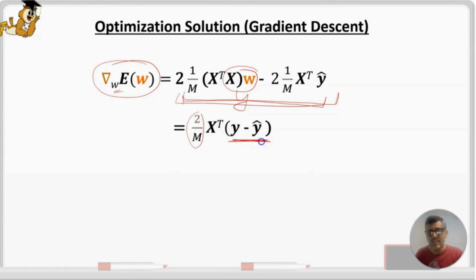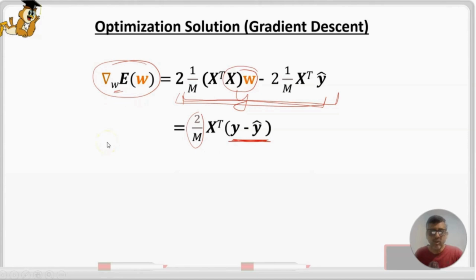Remember, y minus y hat is essentially the error vector. You could also call it the vector of residues. So all that is really happening is the gradient of the mean square error at a point is x transpose multiplied by the vector of residues, right?